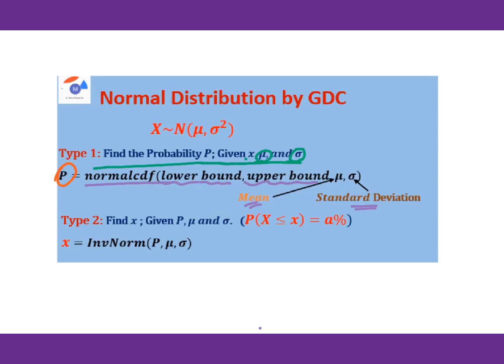For second type, we are looking for this small x. You are given probability, mean, and a standard deviation. Remember that you have to make sure this is less than or equal to. Then you go to use the inverse norm, probability, mean, and standard deviation to figure out this x.